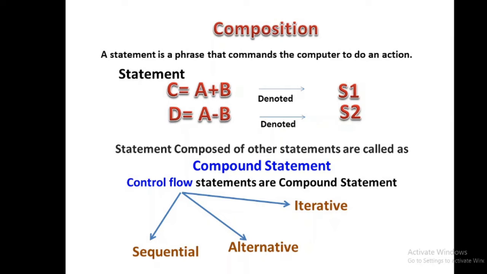What is a statement? Mathematical expressions are commonly called statements. Here C equal to A plus B is one statement and D equal to A minus B is another statement. Here I am giving the names S1 and S2 to them. These sequential statements are collectively called a compound statement. The set of statements is called a composed statement. Depending upon the flow of control of the statement, we classify statements into three types: sequential, alternative and iterative.